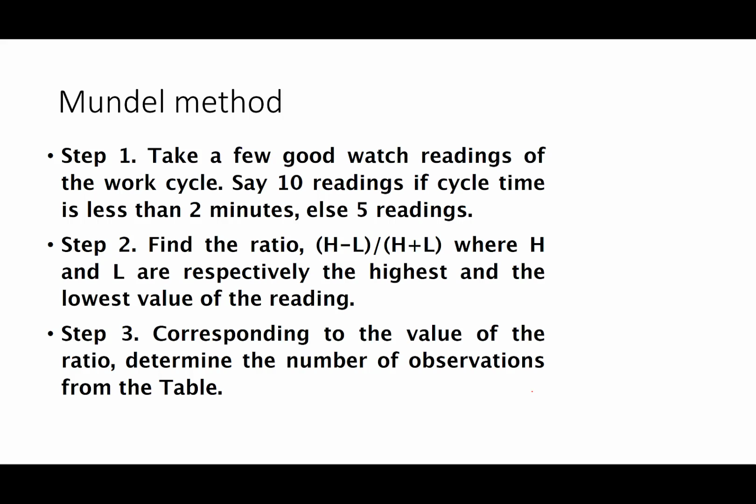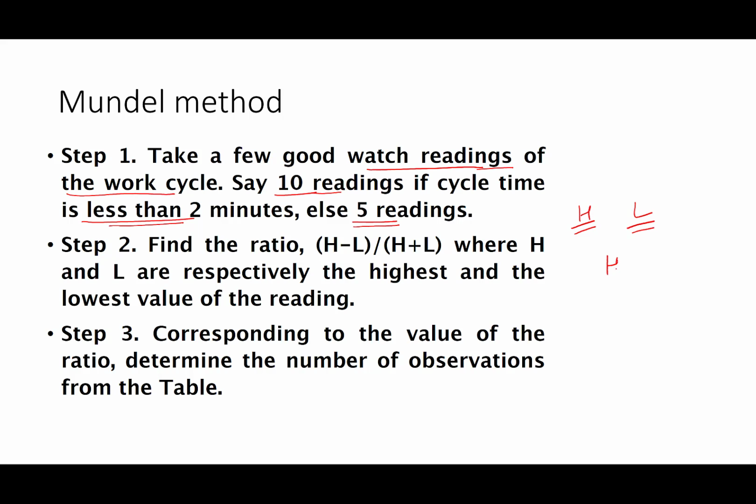In this method, first we take a few readings of the work cycle. These may be 5 or 10. 10 readings are taken if the cycle time is less than 2 minutes, and 5 readings are taken if the cycle time is more than 2 minutes. Whenever readings are taken, we note H, the highest value of the readings, and L, the lowest value of the readings.